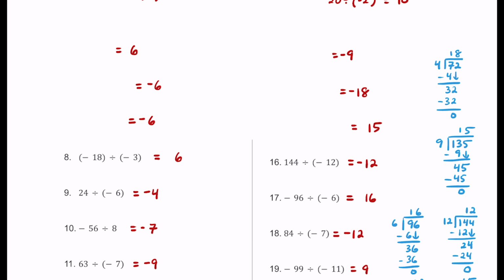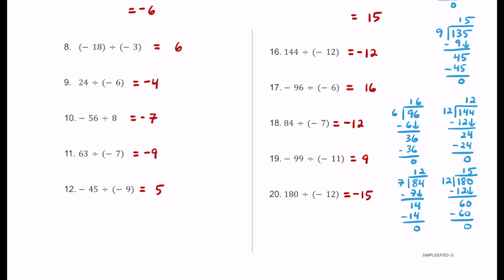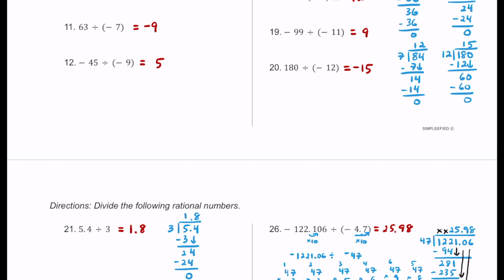Just divide. And then after you're done dividing, you can go ahead and just think about how many opposite signs or negative signs you have. If you have an odd number of negatives, the answer is negative. If you have an even number of negatives, the answer is positive.